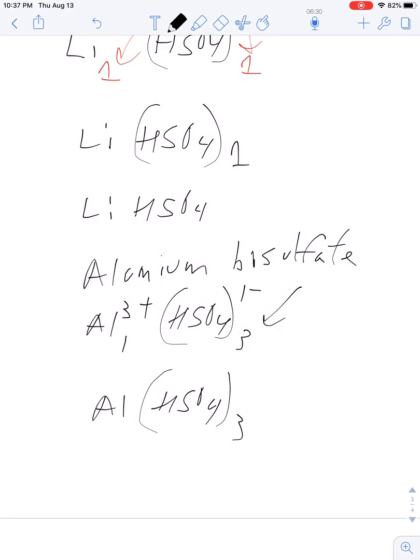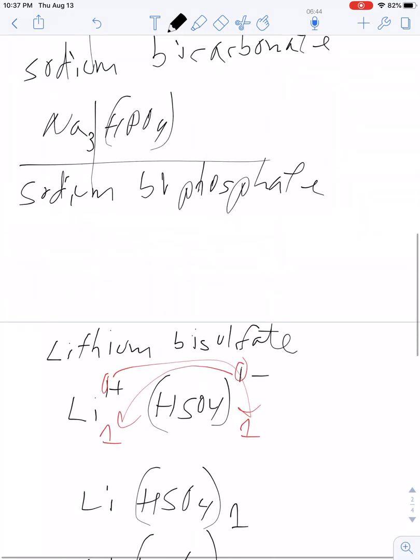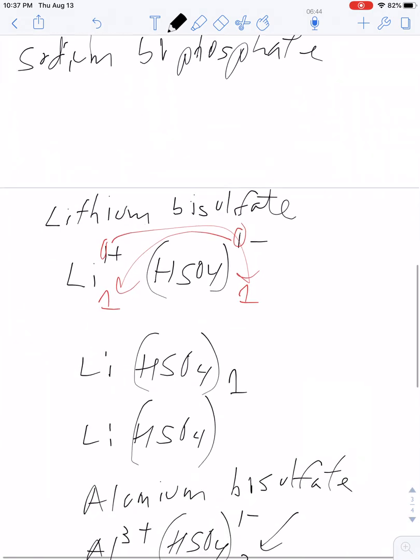But what I tell people is if you're not sure, just leave the parenthesis. Okay, it's not wrong if you leave the parentheses when you don't need them. But it is wrong if you don't have the parentheses when you do need them. Okay? So that is the last topic on polyatomics. Okay?